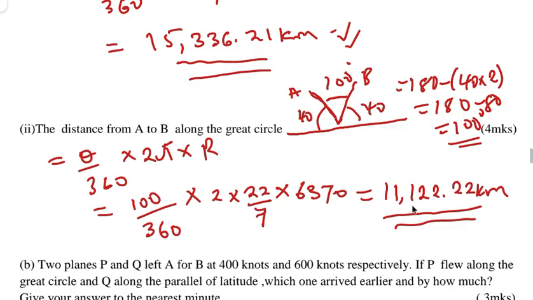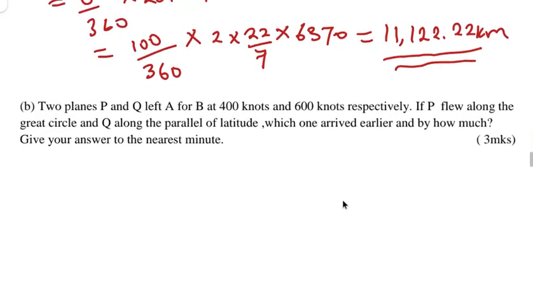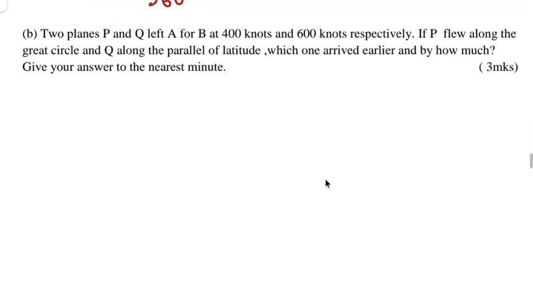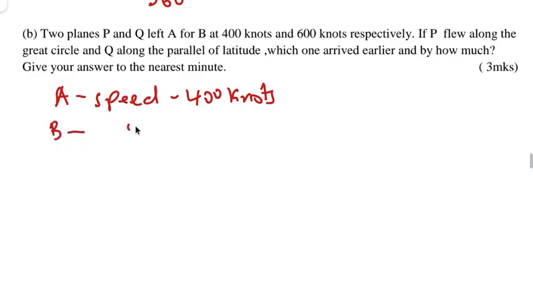The next question is question B. Two planes P and Q left A for B at 400 knots and 600 knots respectively. So P's speed you already know is 400 knots. If they talk about knots, know that nautical miles are somewhere here. And Q's speed is 600 knots.